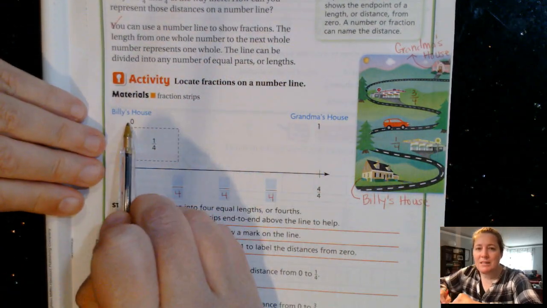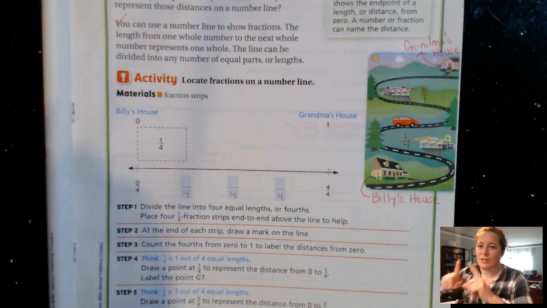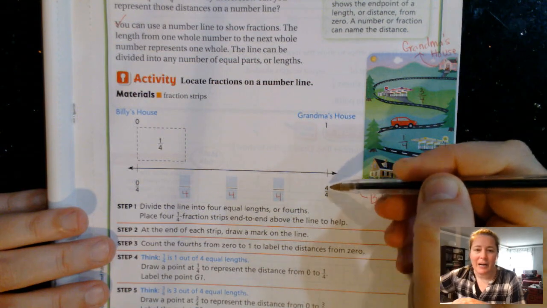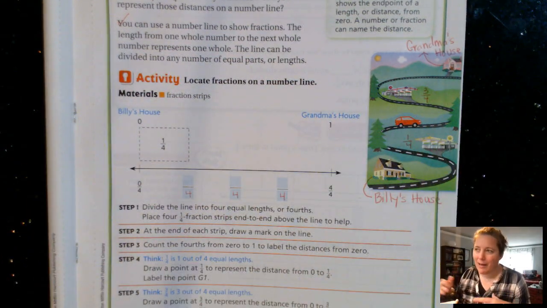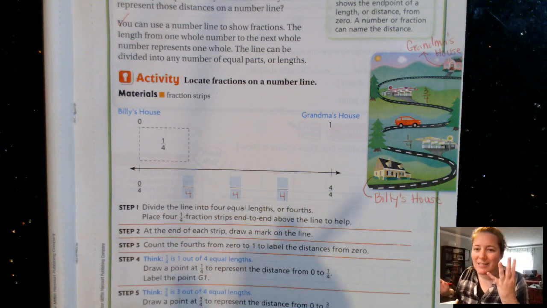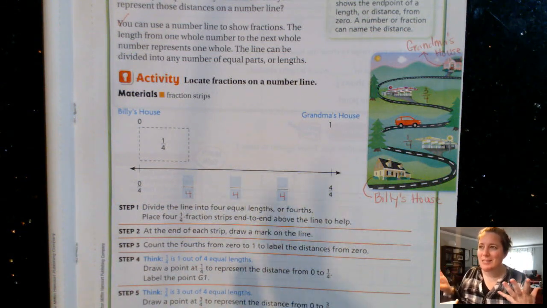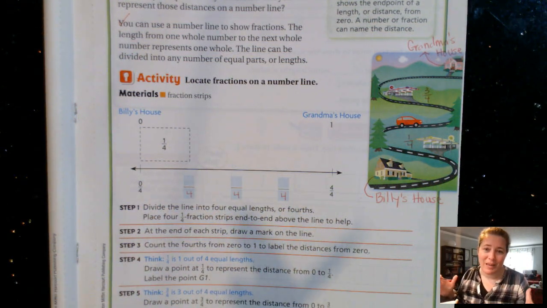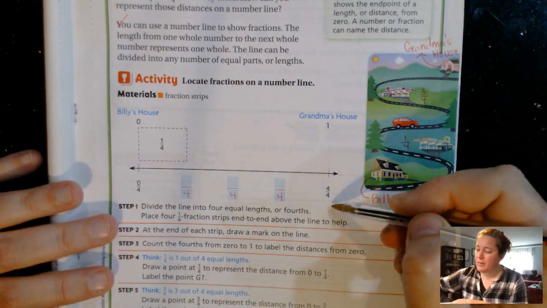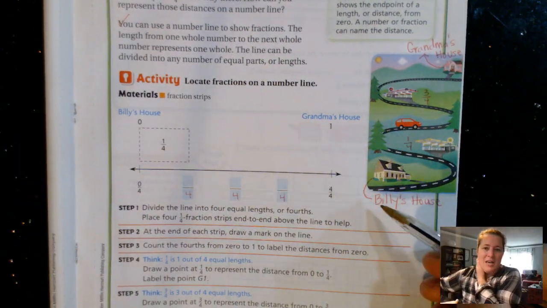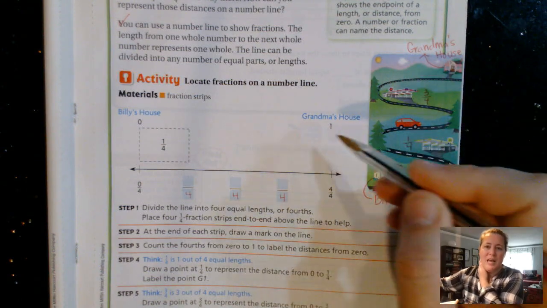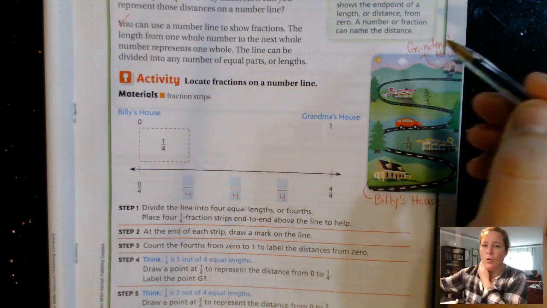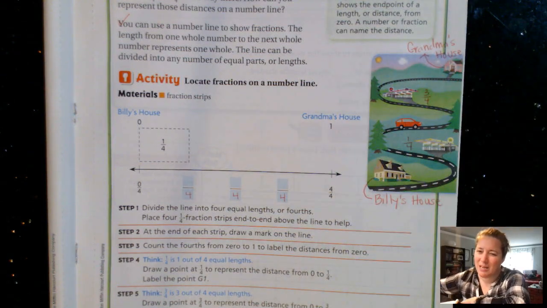So I'm trying to break down where these numbers are coming from. From Billy's house to Grandma's house, that's one whole trip. But if you look here, it says 4 out of 4. If you eat all four slices in a pizza that has four slices, you ate the whole thing, right? So that's what they're saying here. In 1, 2, 3, 4 steps, we took the whole trip. So that's kind of what's happening here.